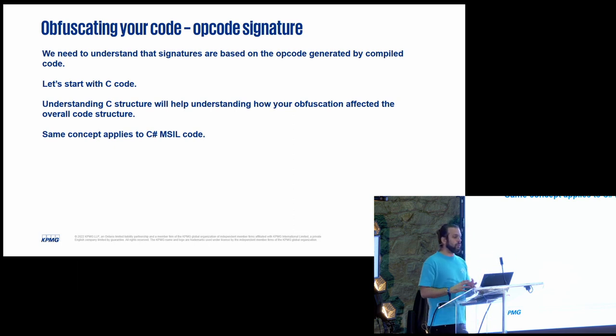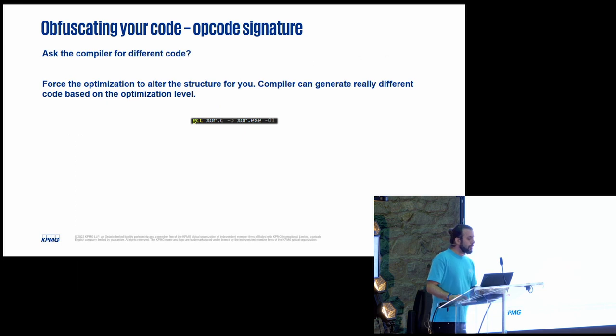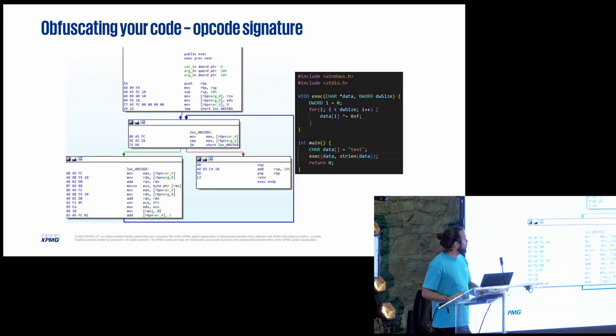C# has an intermediate language called MSIL, which is the opcode version of whatever you're going to write in C# that is interpreted by the .NET environment. So just a quick example, if you look at GCC, for example, for standard C code, you can just compile it. If you're trying to use the optimization switch, in this case the O1, you may actually end up with totally different code. So if we look at this example here, we have this piece of C code that doesn't really do much, right?